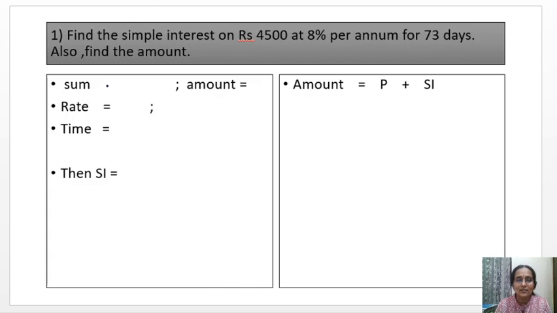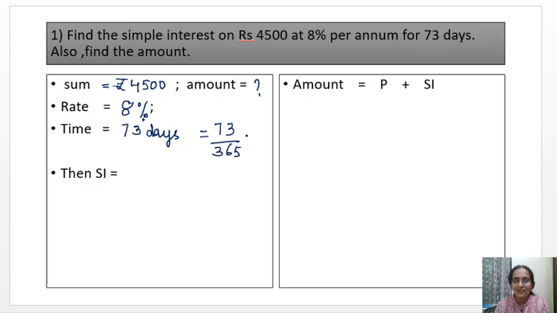Also find the amount. The sum is rupees 4,500. We have to find out the amount. What is the rate percent? It is 8% per annum. Now for 73 days, time is 73 days. It is equal to 73 divided by 365 years.